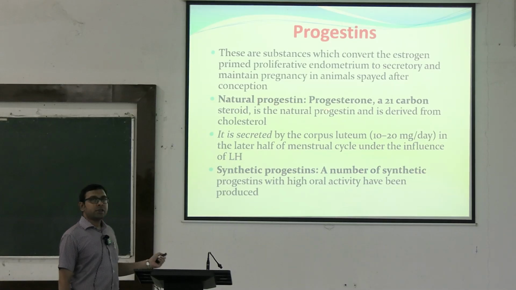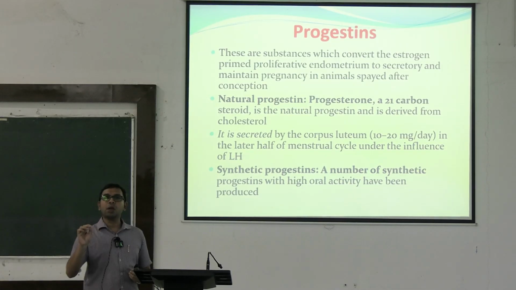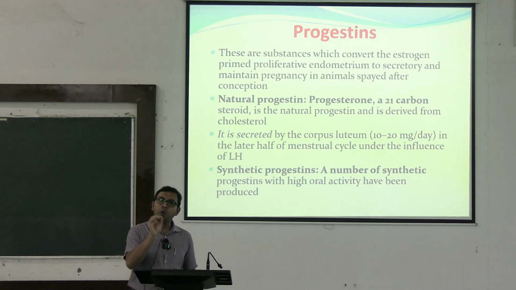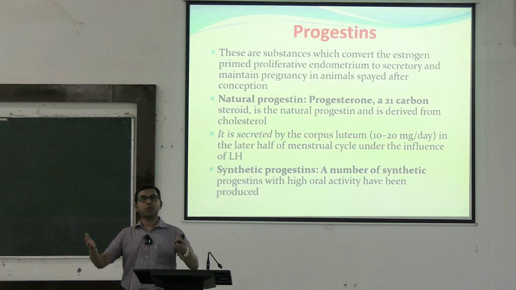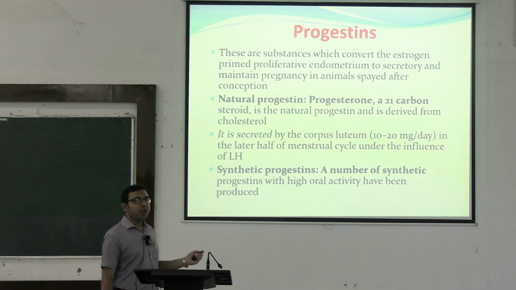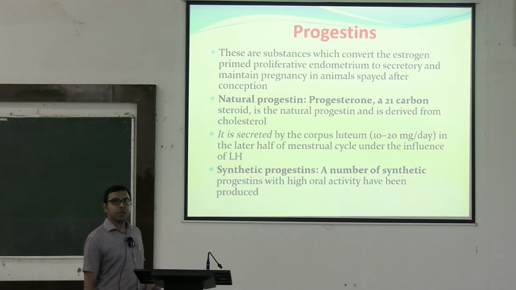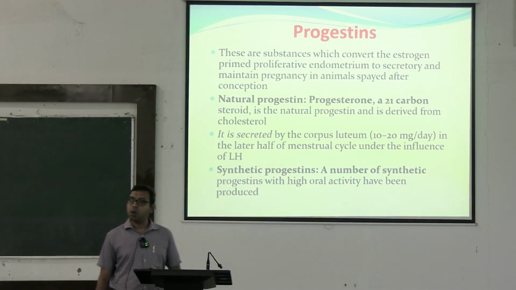So the natural progestin which is present in the body is known as progesterone. Progesterone is the natural progestin or progestogen that is present. Now we have different types of synthetic progestins that can also be used in different indications. So progesterone is a 21 carbon steroid, which is the natural progestin, and it is derived from cholesterol. So all these are mainly derived from cholesterol.